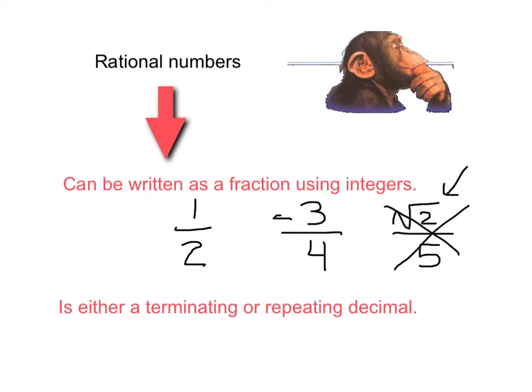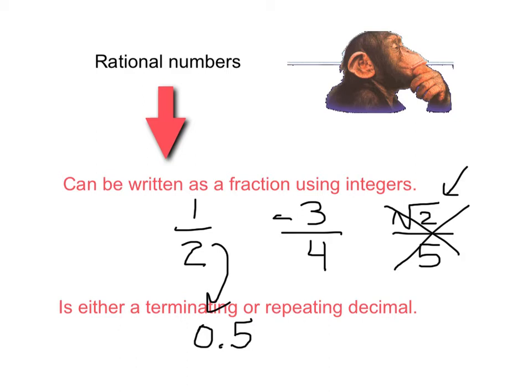All right. Now our other definition of a rational number is that it's either a terminating or repeating decimal. So if it can be written as a fraction using integers, then it can be written as a terminating or repeating decimal. So 1/2 as a decimal is 0.5. Divide 2 into 1, you get 0.5. That's an example of a terminating decimal. It ends. Now remember repeating decimals keep going and going.